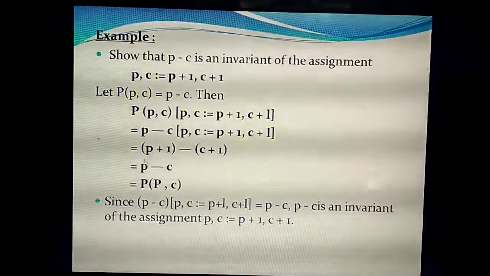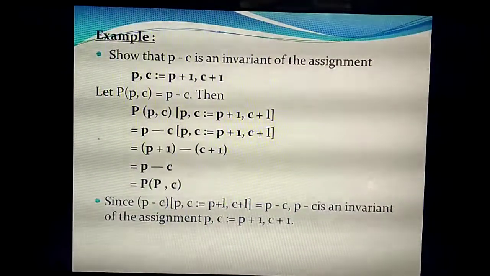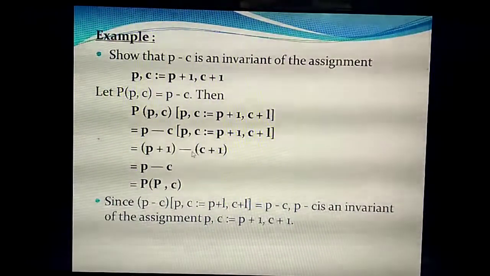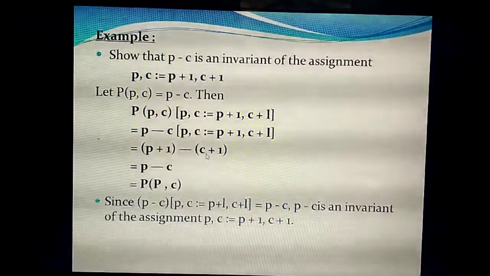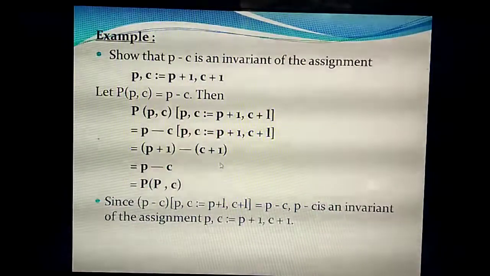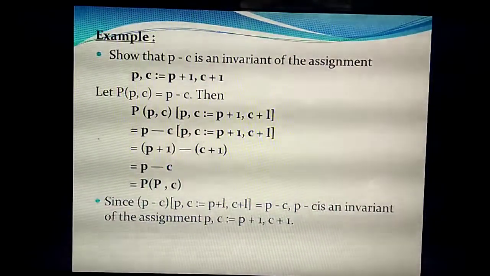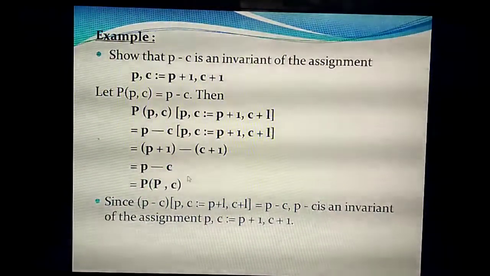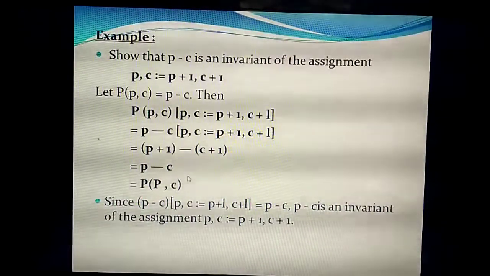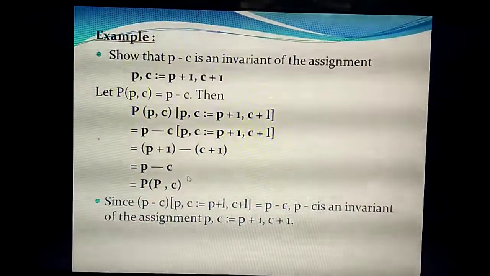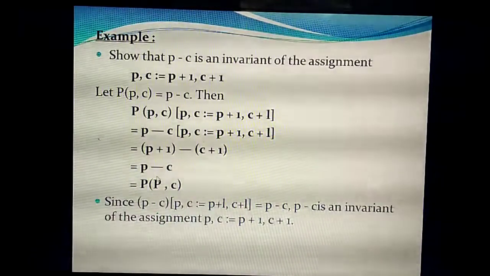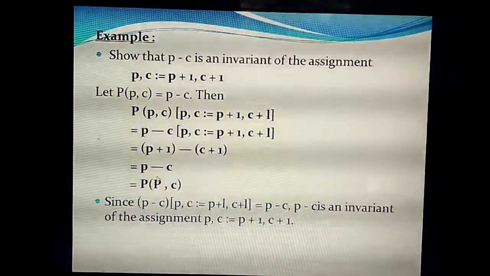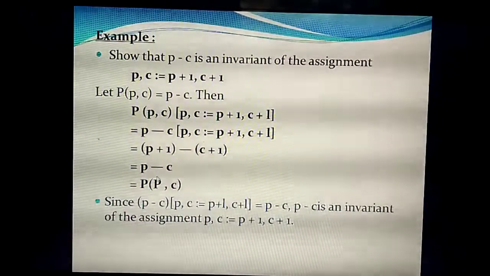So here one step will come: P plus 1 minus, and since there is a minus before the bracket, it becomes minus C minus 1. So plus 1 and minus 1 get cancelled. The remaining thing is P minus C. So what's the question you need to prove? P minus C. So you get the answer P minus C. In the question also they have asked to prove P minus C is an invariant.